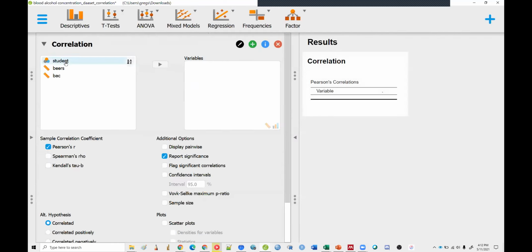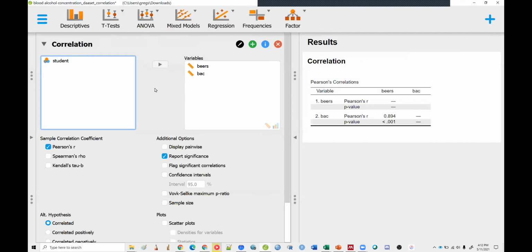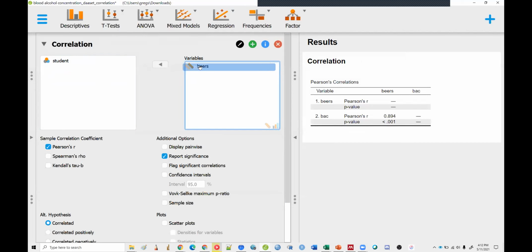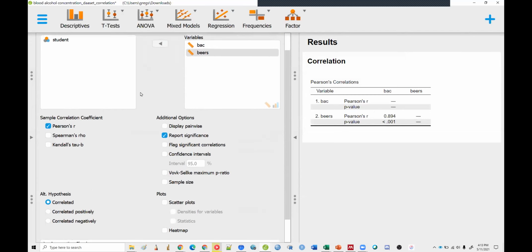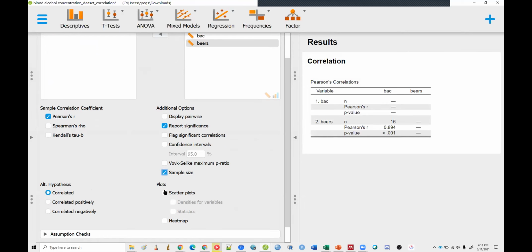The correlation one is useful simply because it gives you an option to plot your data, which is something that you'll always want to do. So here we have blood alcohol concentration and beers as 2 different variables. We'll choose Pearson's R, which is just the correlation coefficient. And you can just follow along with what I do here.